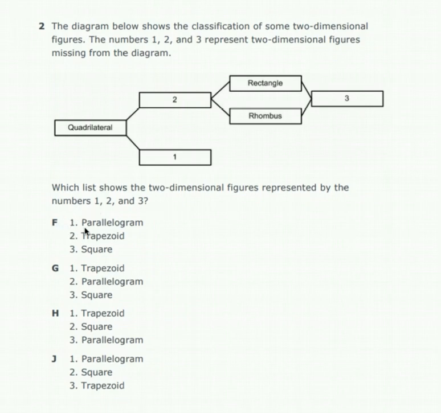F. 1 is parallelogram, 2 is trapezoid, 3 is square. G. 1 is trapezoid, 2 is parallelogram, 3 is square. H. 1 is trapezoid, 2 is square, 3 is parallelogram. J. 1 is parallelogram, 2 is square, 3 is trapezoid.